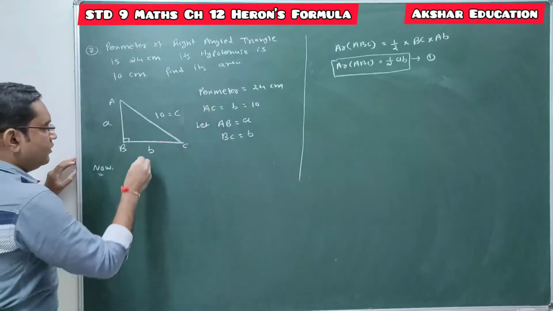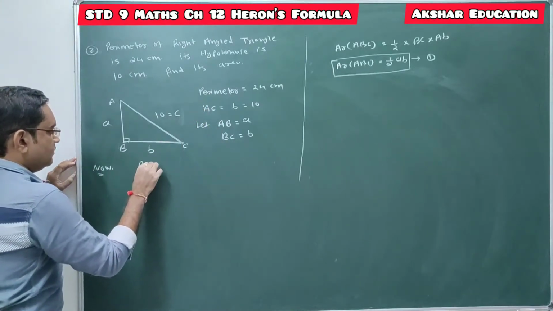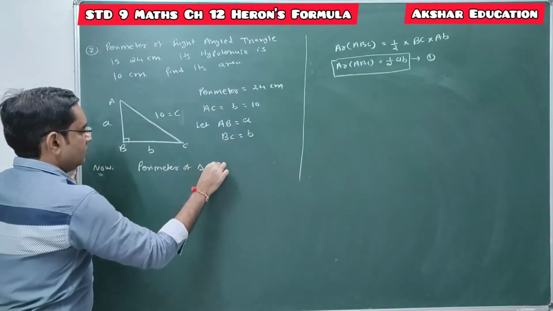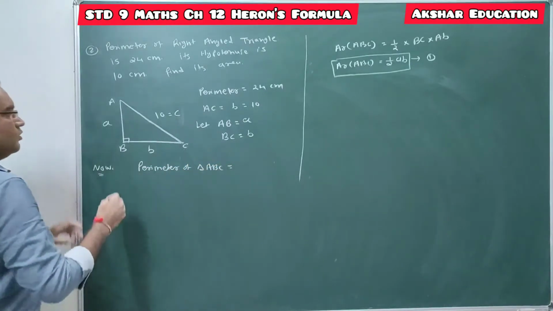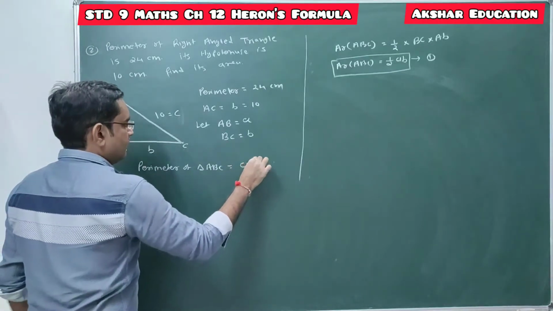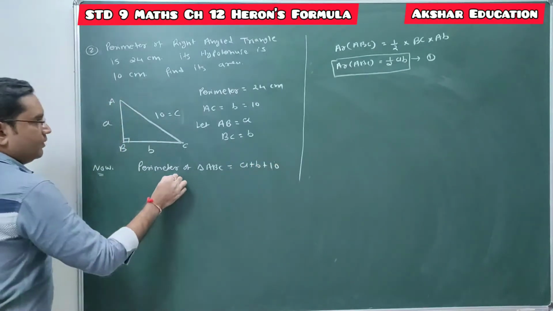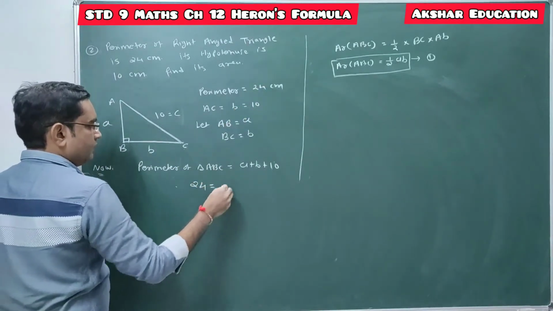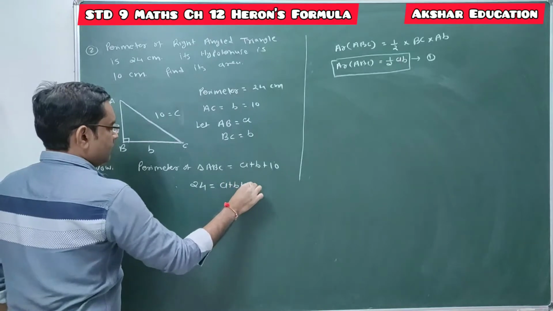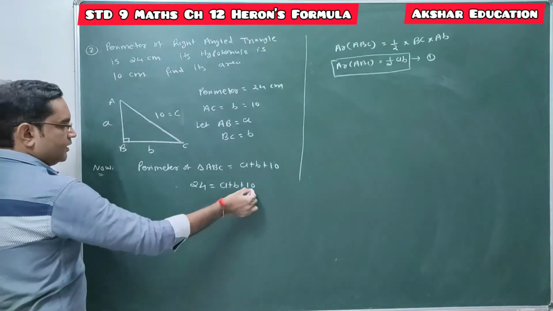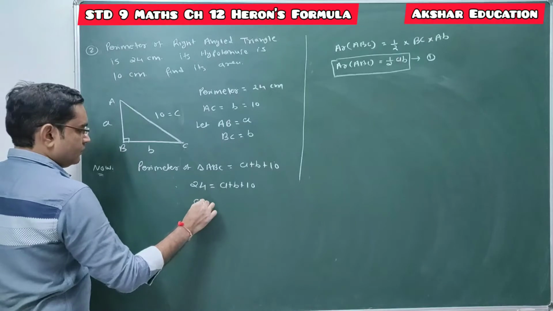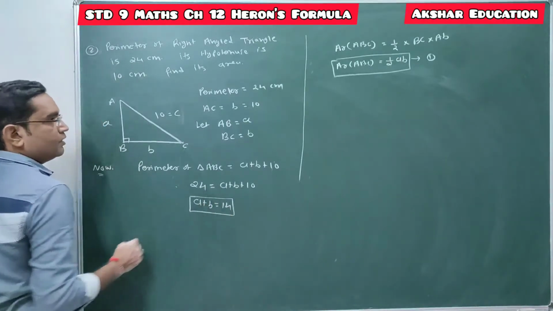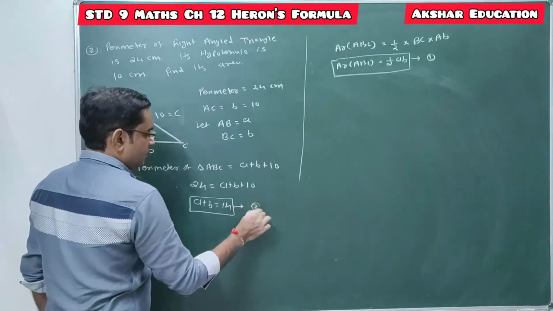So let's start with the given. We are given the perimeter of the triangle. The perimeter of triangle ABC is nothing but the sum of the lengths of all three sides, which is a plus b plus 10, and the perimeter is given as 24 centimeter. So 24 equal to a plus b plus 10. Subtracting this 10 from this 24, we get a plus b equal to 14. Say this one as result 2.